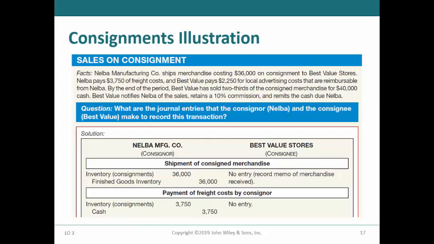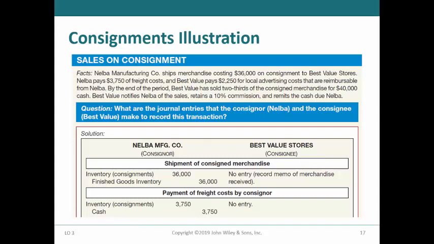Best Value retains a 10% commission and remits the remainder of the cash due, less the cost of advertising, to Nelba. Nelba would record the transfer of the inventory to Best Value by debiting inventory consignments for $36,000 and crediting finished goods inventory for the same amount. Nelba would also debit inventory consignments and credit cash for the freight cost of $3,750.